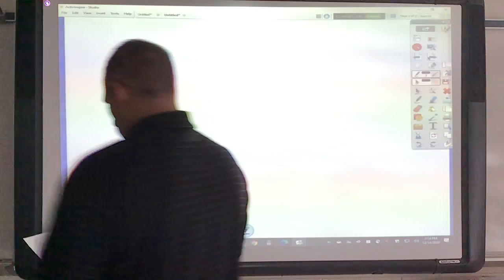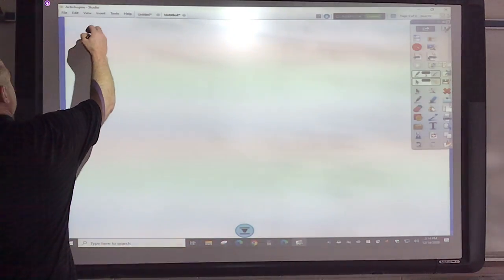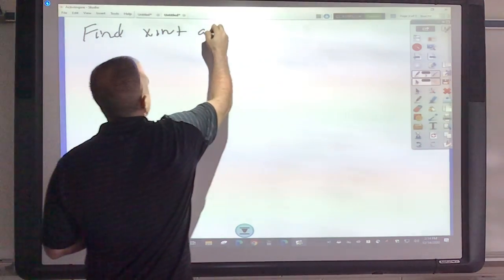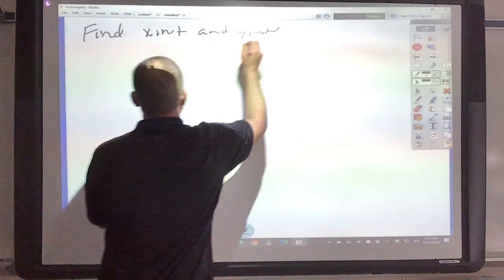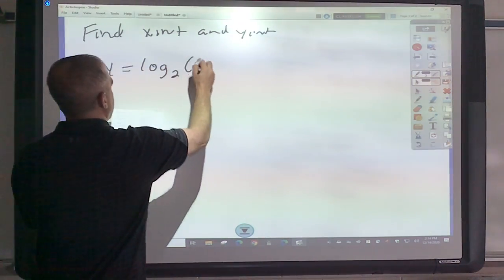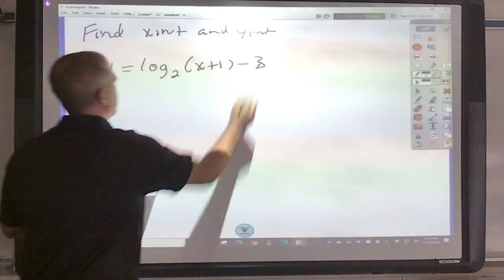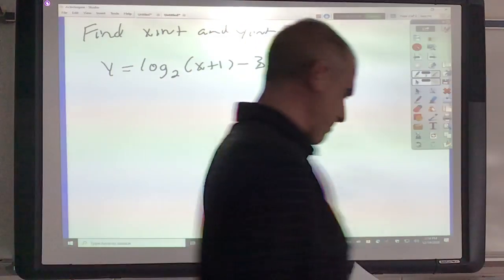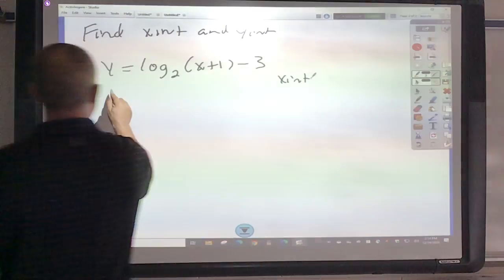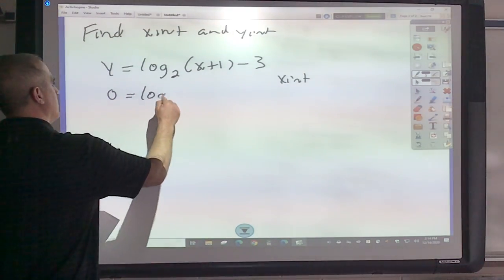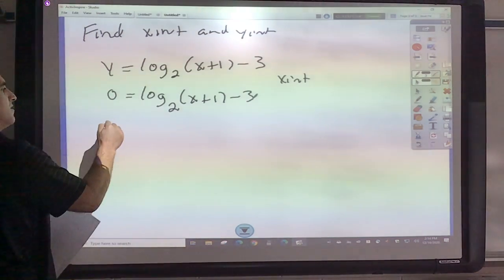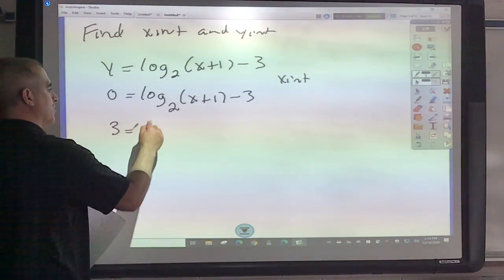Now let's do that for log. Let's say we want to find the x-intercept and y-intercept for, let's say, y equals log base 2 of x plus 1, minus 3, okay? So, all right, I want to find the x-intercept first. Okay, so I'm going to put 0 in for y, so 0 equals log base 2 of x plus 1, minus 3. I want to get this over to this side, so that'd be 3 when it moves over.